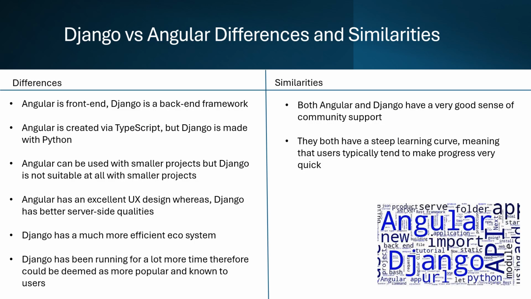For example, the differences between Django and Angular. Angular is front end, whereas Django is back end. Angular is created with TypeScript, Django is made with Python. Angular can be used with smaller projects, but Django is not suitable for smaller projects. Angular has an excellent UX design, whereas Django has better server-side qualities. Django has a much more efficient ecosystem. Django has been running a lot longer, therefore could be deemed as more popular and known to users.